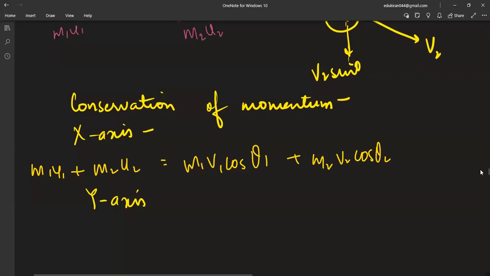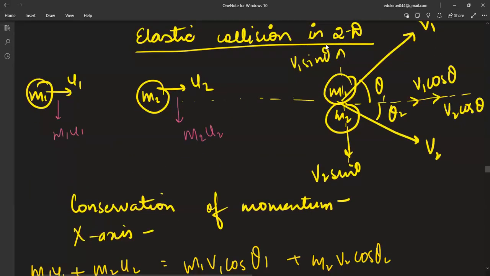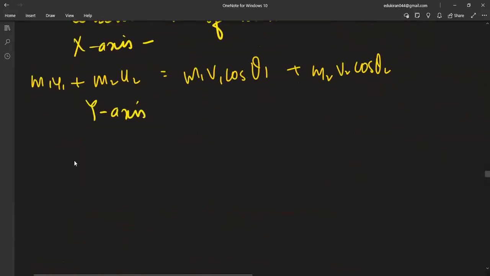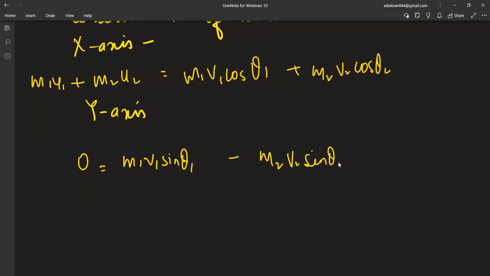Now resolving along the y-axis, we do have V1 sin theta and V2 sin theta, but we do not have any velocity along the y-axis initially. So our formula along the y-axis: before, it will be 0. After, it will become M1 V1 sin theta 1, and both are opposite, so this becomes M2 V2 sin theta 2. Both are equal: M1 V1 sin theta 1 is equal to M2 V2 sin theta 2.